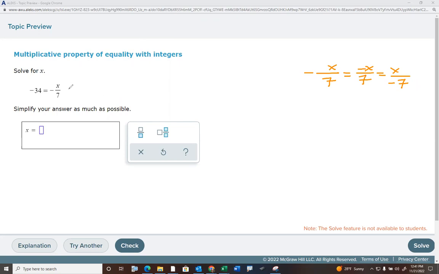Well, I'm glad you asked. The opposite of dividing by negative 7 would be multiplying by negative 7. Now, notice I did not use an x for multiplication because that's already being used as a variable. And I don't want this to be any harder than it needs to be.